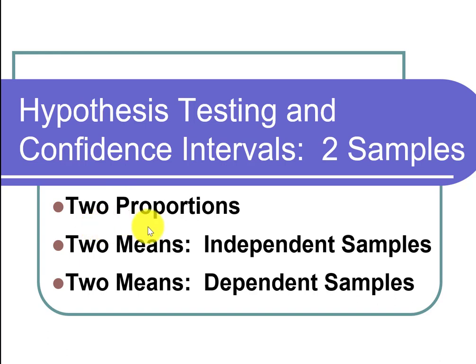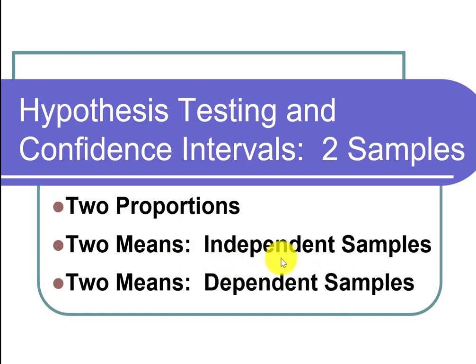So if we have two population proportions and we want to compare them, and we have samples, then we can conduct a hypothesis test. We can also find a confidence interval for the difference between two different population proportions. Then we're going to move on to means. Means are a little more complicated, so there isn't just two means.